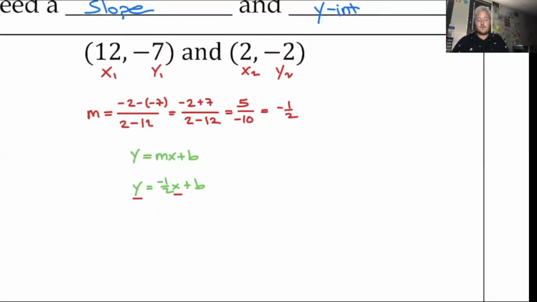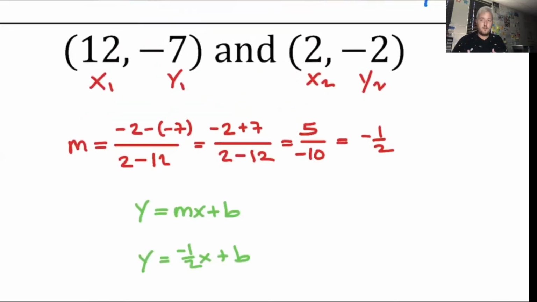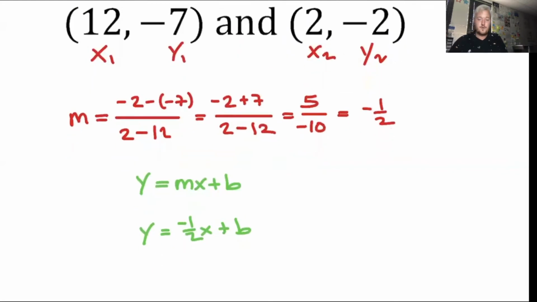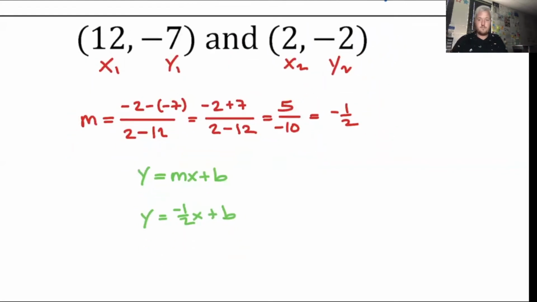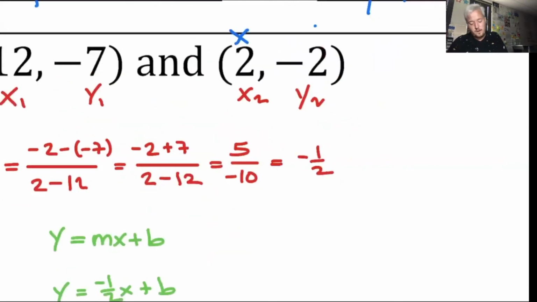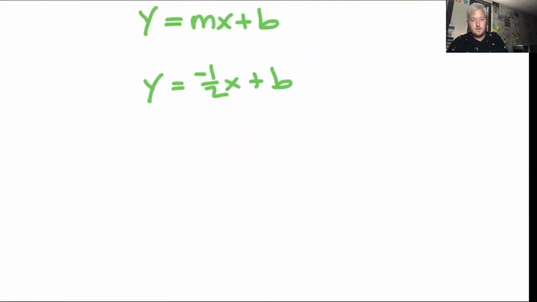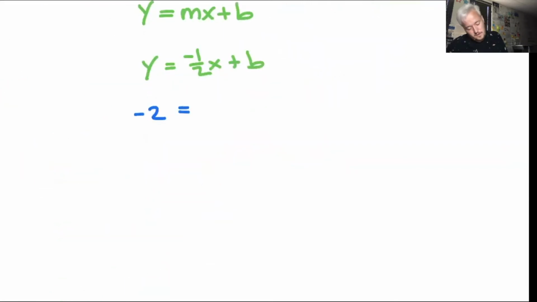So what I'm going to do is take one of my coordinates and plug it in for x and y. I'm going to look for my smallest numbers possible to keep the math simpler. So I'm going to use 2, -2. If you want to use 12, -7, you can. You go for it. But I want to keep the math as simple and as easy as possible. So for my x value, I'm going to plug in 2. For my y value, I'm going to plug in -2. So I'm going to have -2 equals -1/2 times 2 plus b. If you notice, now we can solve for that b value because it's the only unknown that we have.